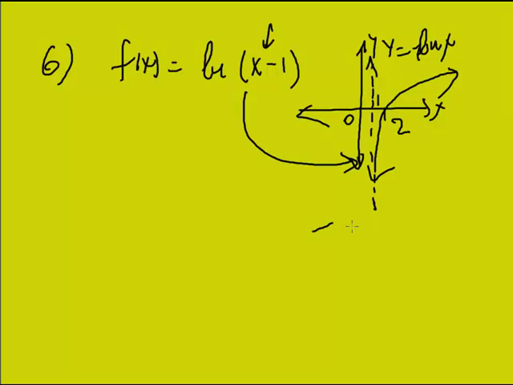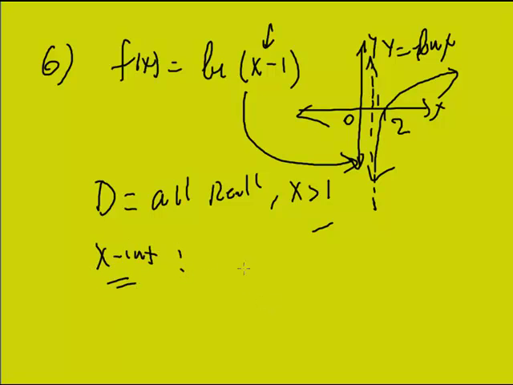Now you can answer all the questions. What's my domain? Well, since the curve only exists to the right of 1, the domain is all reals such that x is greater than 1. What's my x-intercept? Where does it cross the x-axis? 2. What's my y-intercept? Where does it cross the y-axis? None. Old school way?